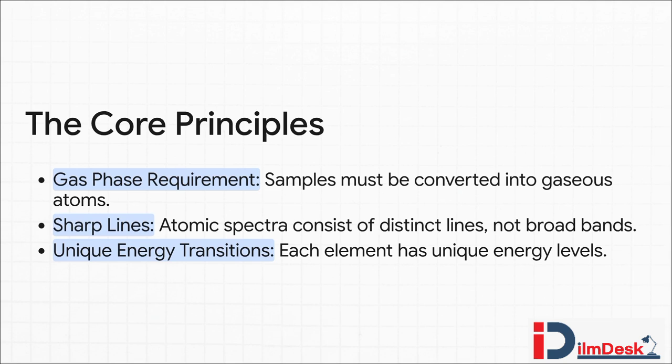Second, atoms give us these incredibly sharp, distinct lines of light, not the messy, blurry bands you'd get from bigger molecules. That sharpness is what makes the fingerprint so crystal clear and easy to read. And finally, and this is really the magic of it all, each element's electrons live in their own unique energy levels. This means the light it emits or absorbs is its exclusive signature. No two elements share the same one, period.